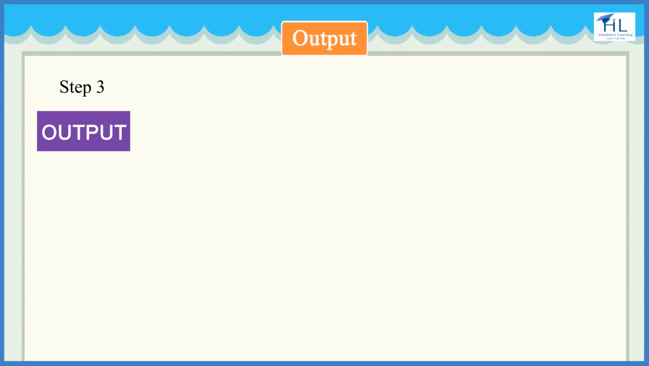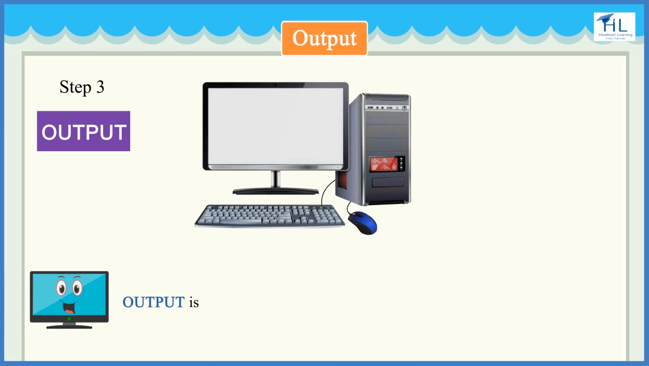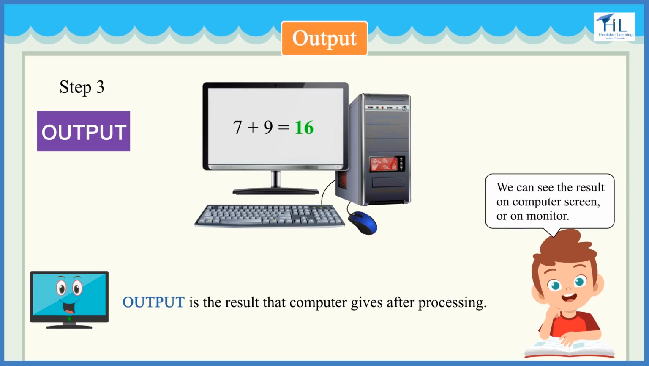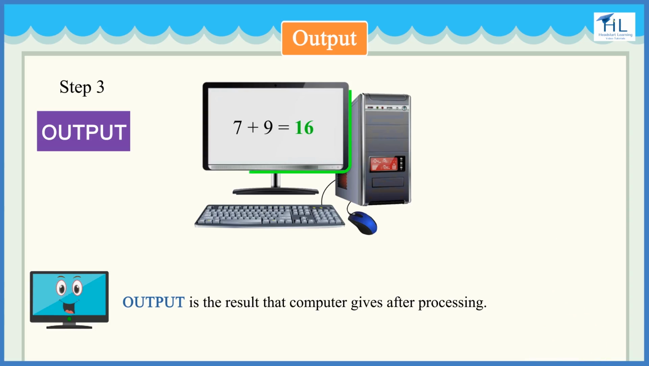Step 3 is the output. After processing, computer gives the result. This result is called the output. Can you tell me, where do we see this result? We can see the result on computer screen or on monitor. Correct. We see the output on the output devices. Monitor is an output device.